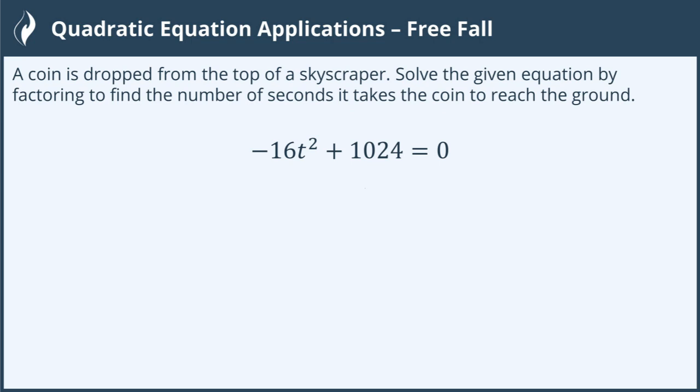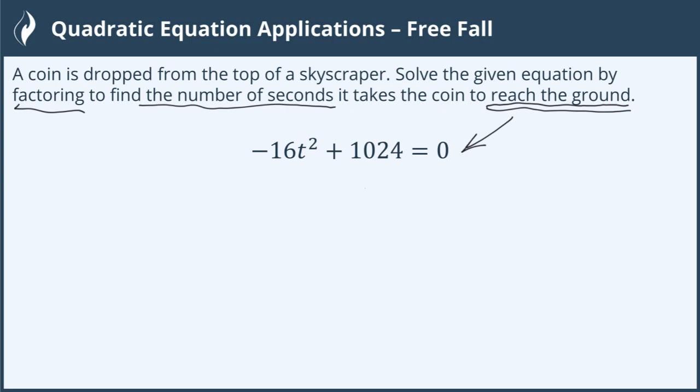Even though they set this up, let's make sure we understand why the equals 0 is here. The equals 0 is here because they said they're looking for the time it takes for the coin to reach the ground. When you're at the ground, you have 0 height. So they took their equation, the negative 16t squared plus 1024, and they set it equal to 0. We're going to use factoring to help us find the number of seconds. So remember, we're finding t.